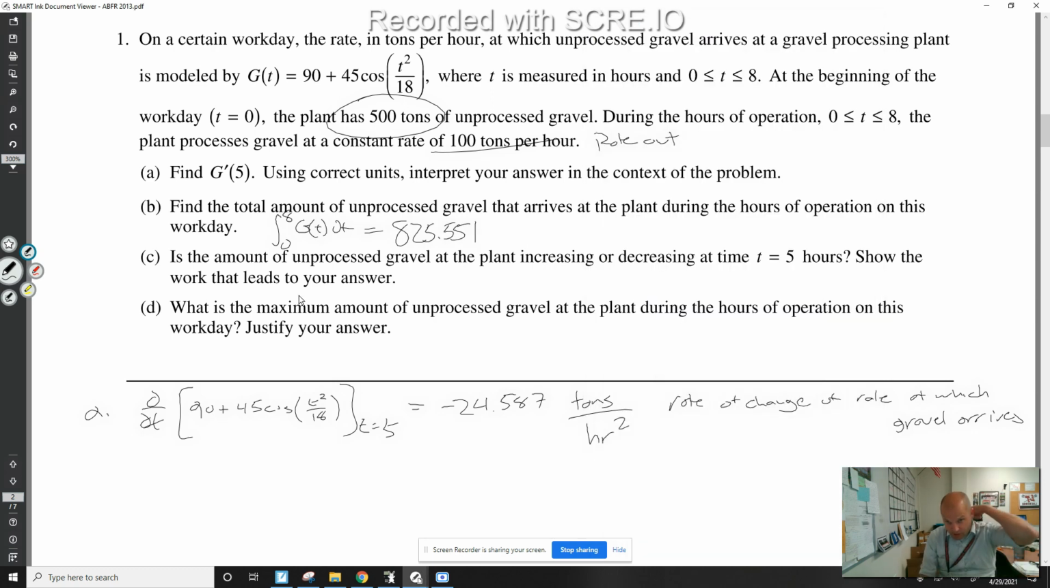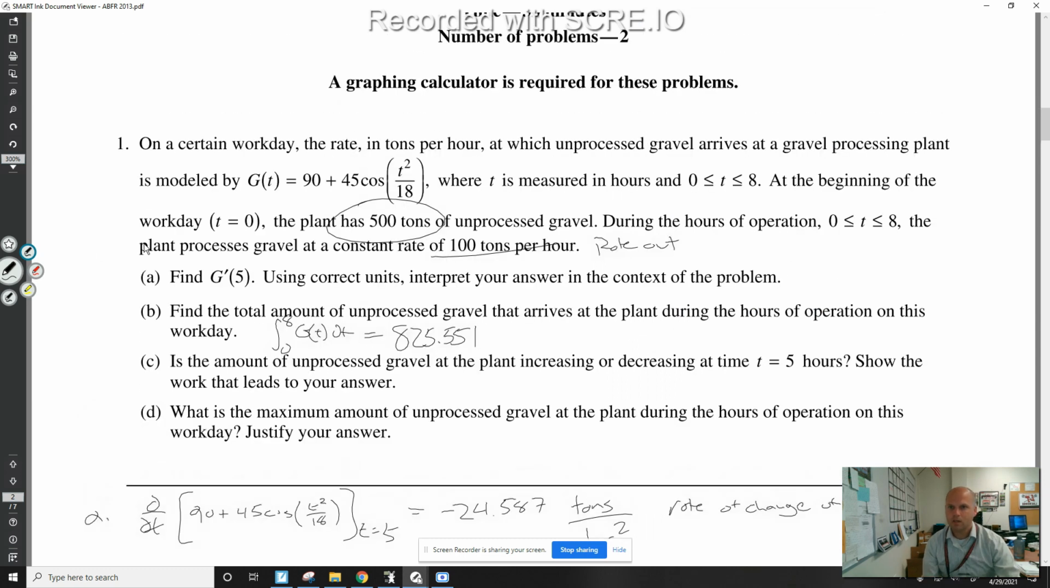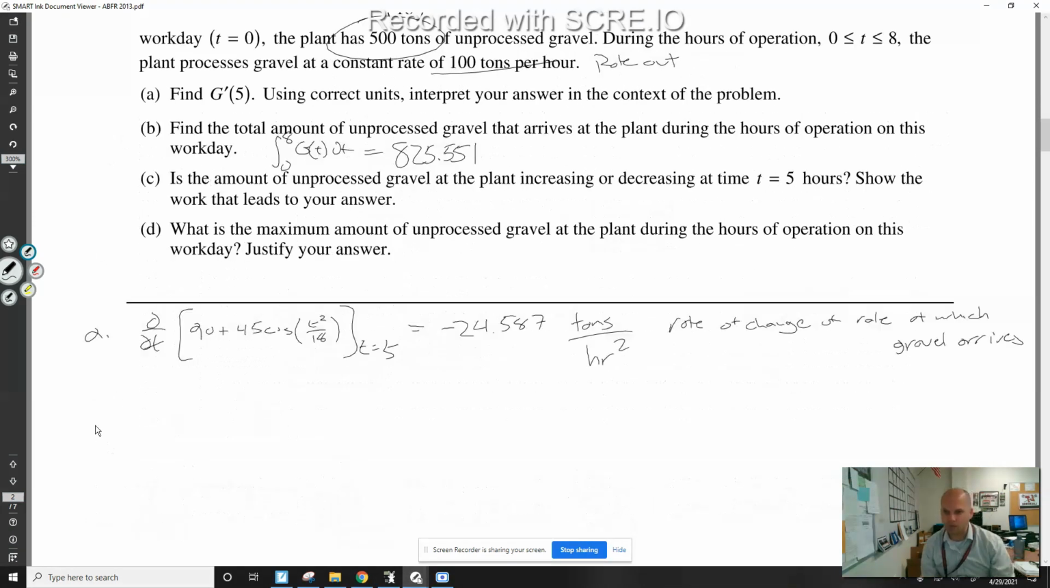Is the amount of unprocessed gravel in the plant increasing or decreasing at t equals 5? Well, somewhere you should be writing T is 500 plus the integral of G minus the integral of 100. And then you're probably like, okay, T prime is G minus 100. This is how we're going to find maxes and mins. We're looking at the derivative and the signs of the derivative. We need to find T prime at 5.